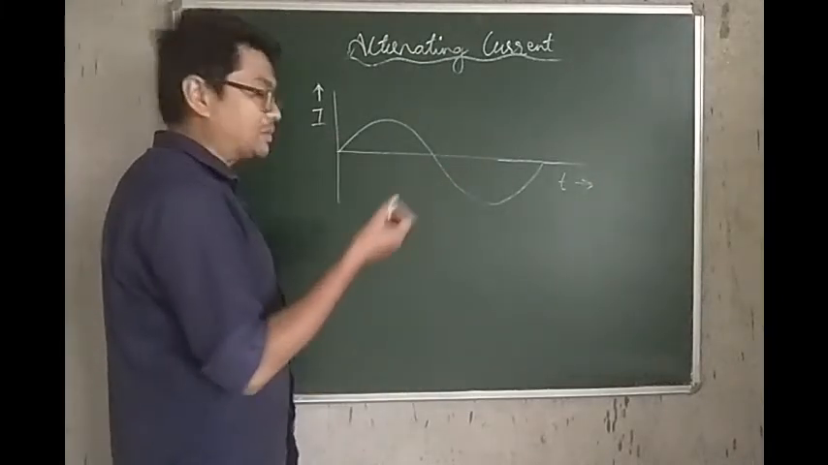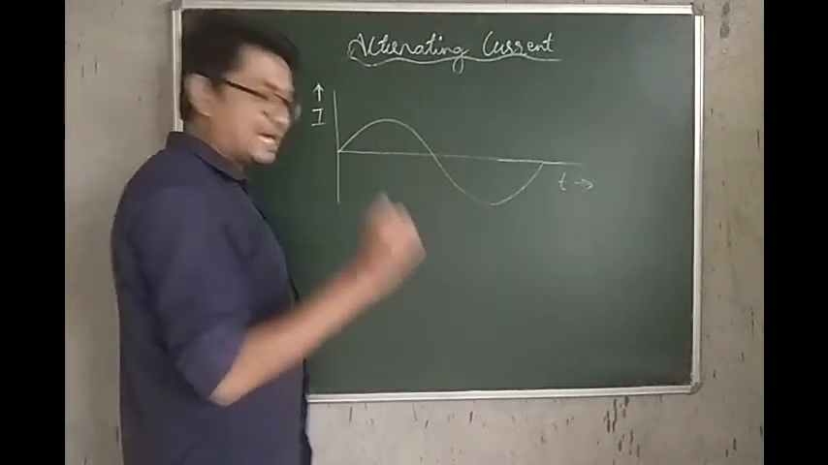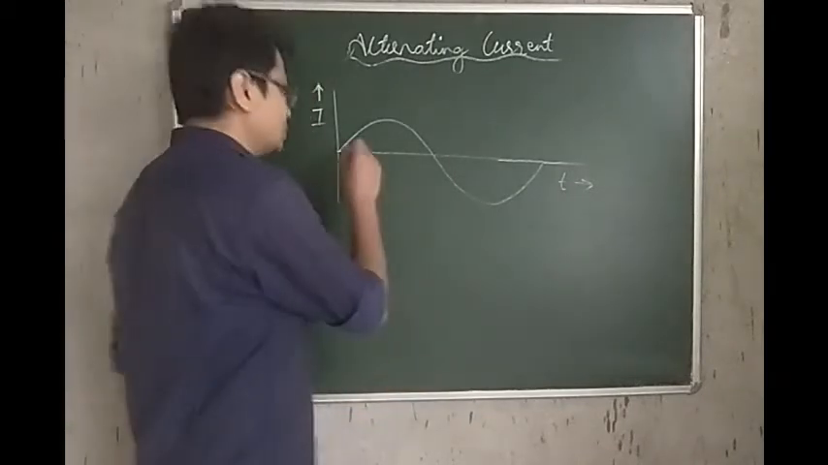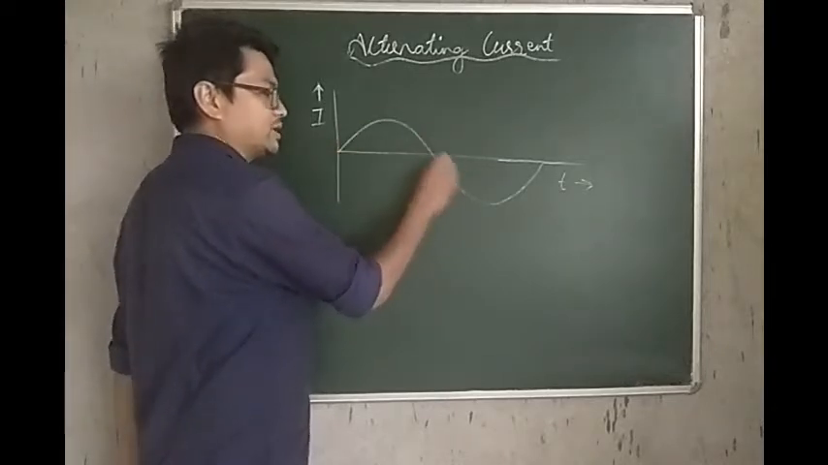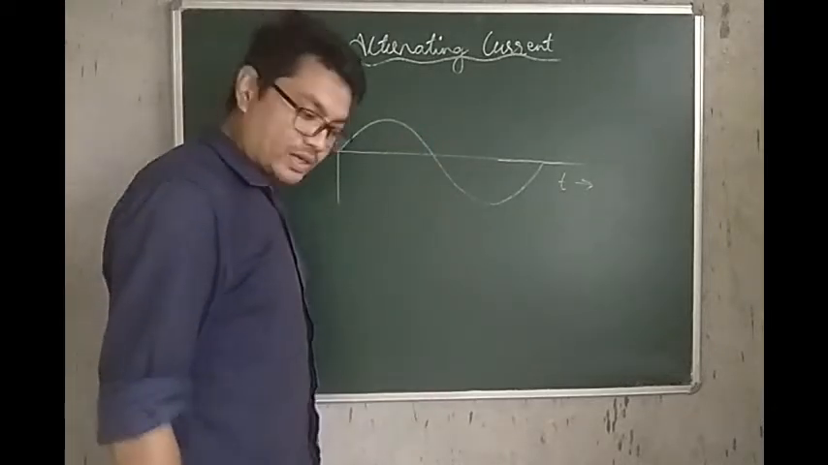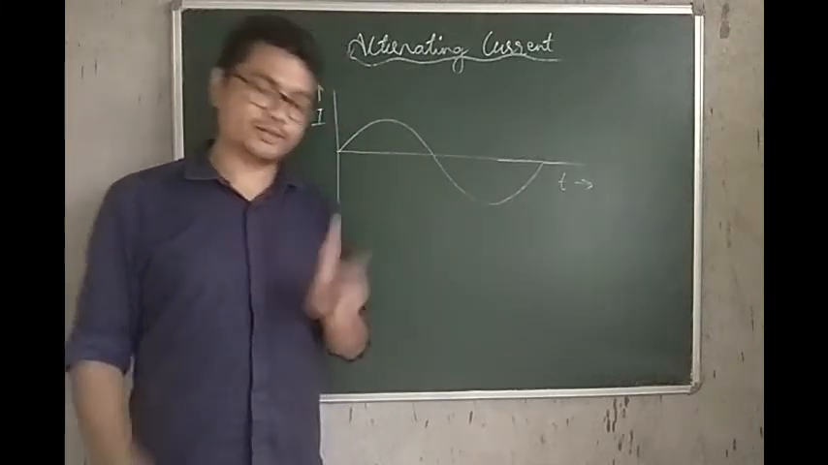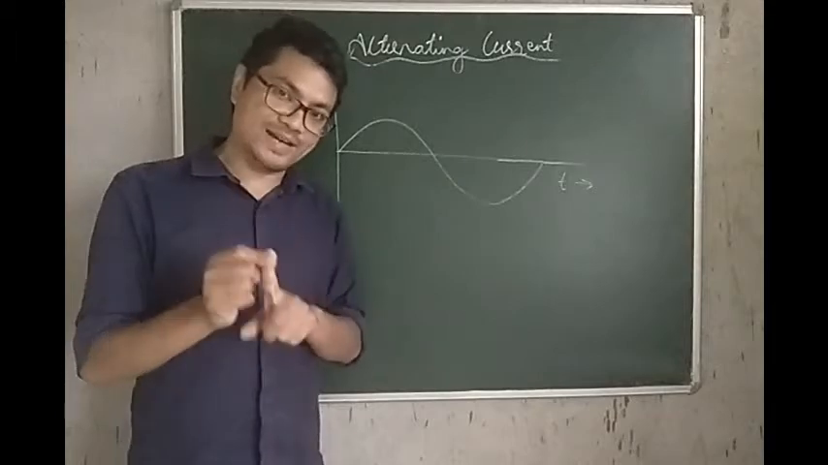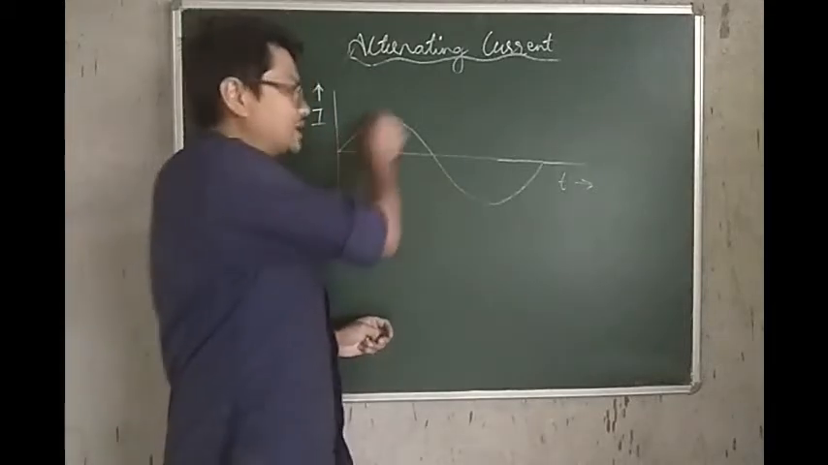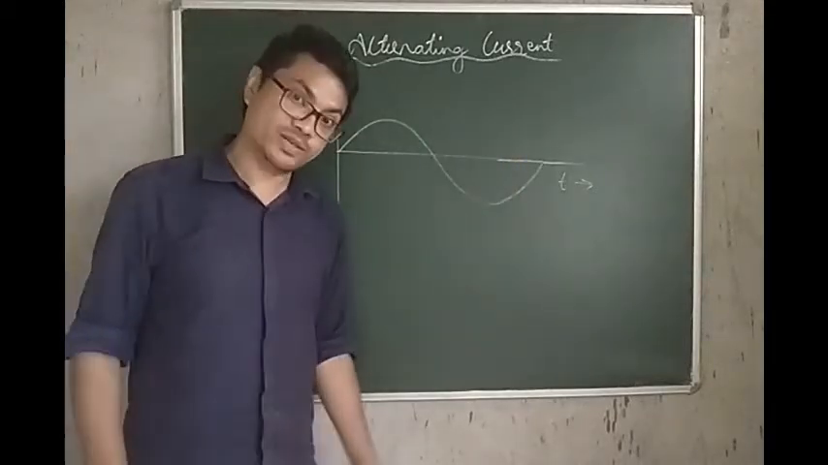Another thing about alternating current is that, unlike direct current, the magnitude of current is constantly changing in case of alternating current. So there are two things to an alternating current. One, it constantly flips between a positive and a negative value. The other is the magnitude of the current constantly changing as time progresses.